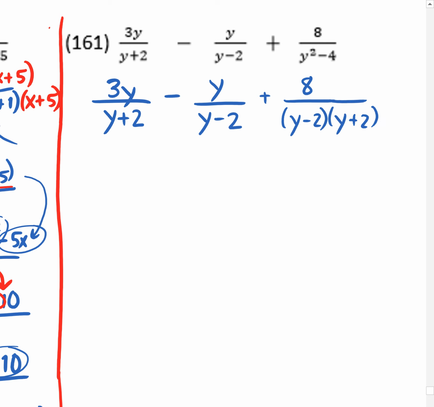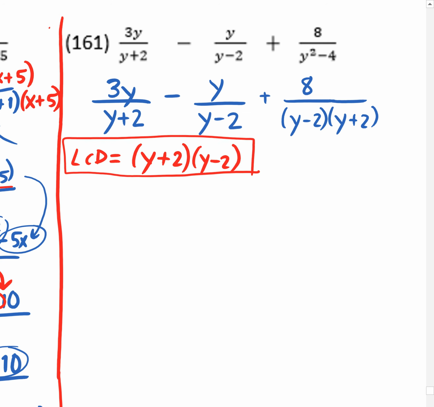But now that I see the factored form of each denominator, I can see the LCD would be made up of y plus 2 and y minus 2, because those are the only factors I see between all the denominators. And I never see any of those factors more than once in the same denominator. I see it once here, once there, once here, once there. So that must be our LCD.